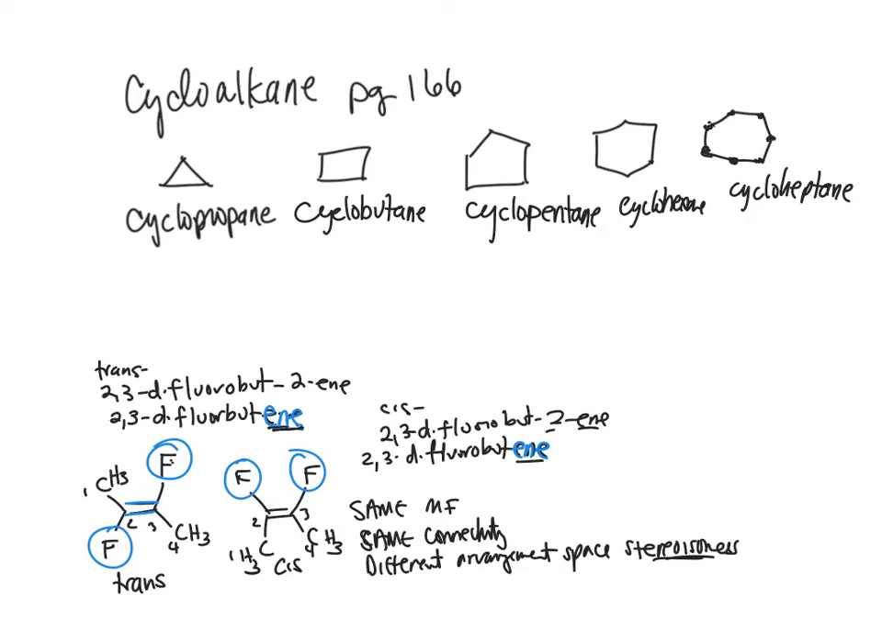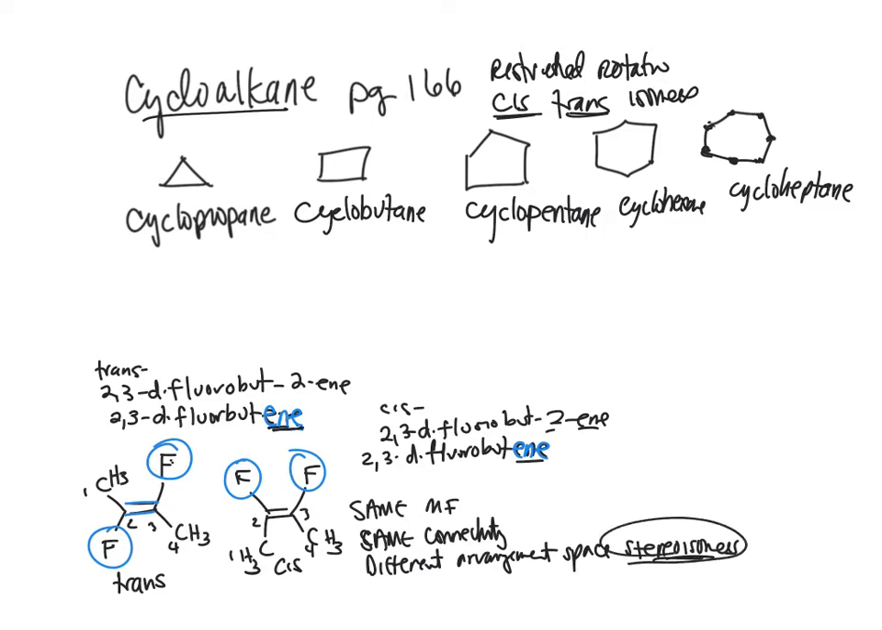Now the reason why I bring this up is because in the cycloalkanes you have restricted rotation. So we're also going to have to look and name these cis and trans. We're going to have cis and trans isomers. And anytime you're putting the word cis and trans, these are stereoisomers. Okay, so we're going to go through here and we're going to talk about the different properties and describe these cycloalkanes.